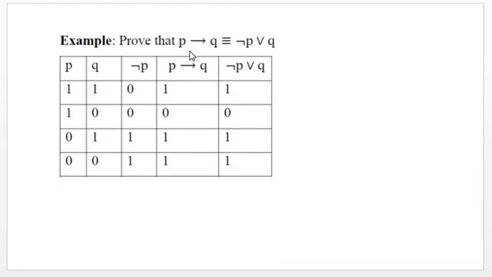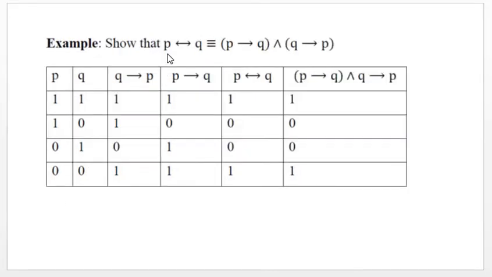Similarly, to show that P implies Q is logically equivalent to negation of P or Q, show that truth values are the same in the column corresponding to P implies Q and the column corresponding to negation P or Q. Another example, to show that P if and only if Q is logically equivalent to P implies Q and Q implies P.